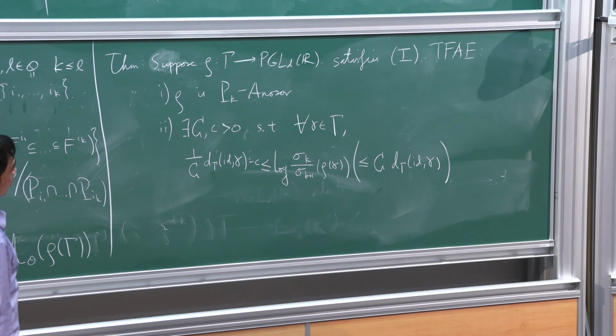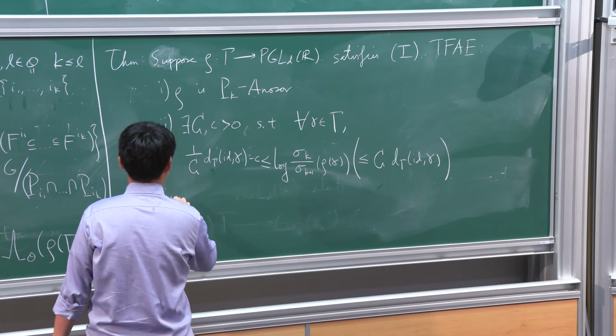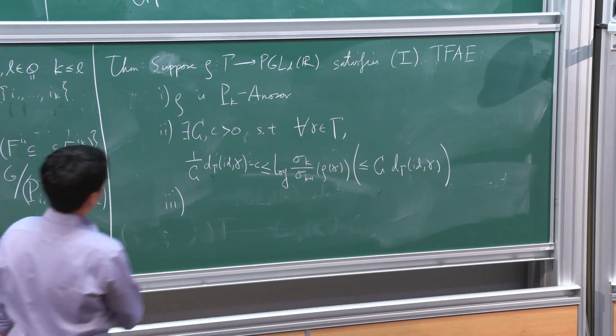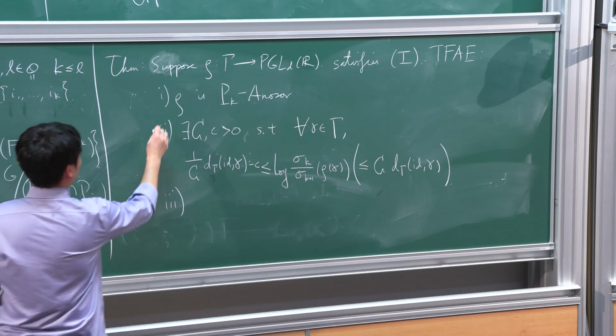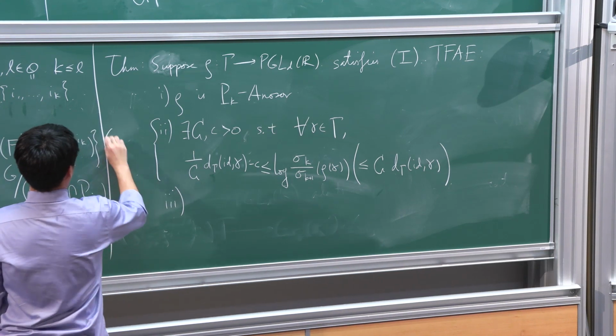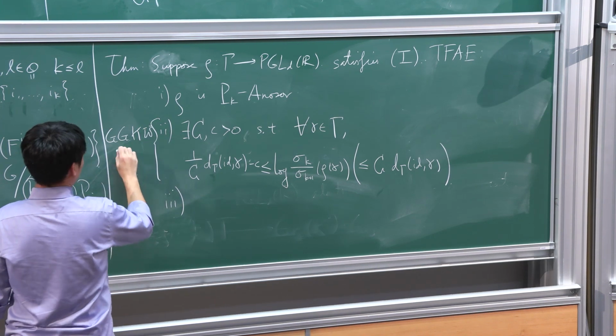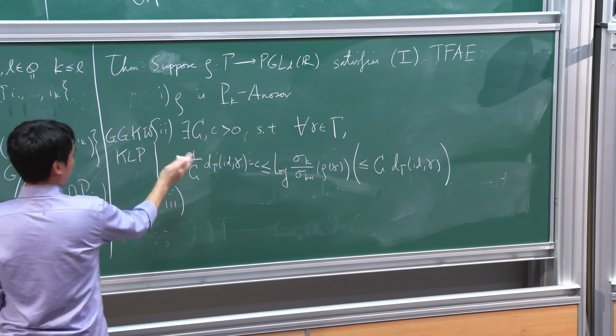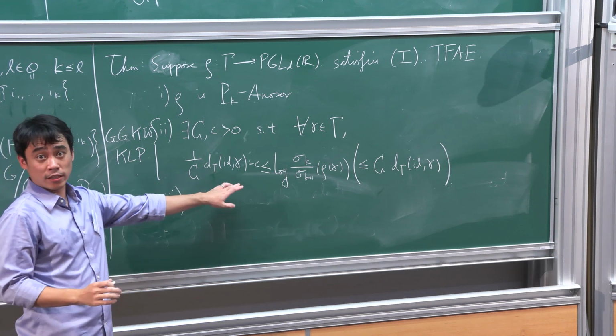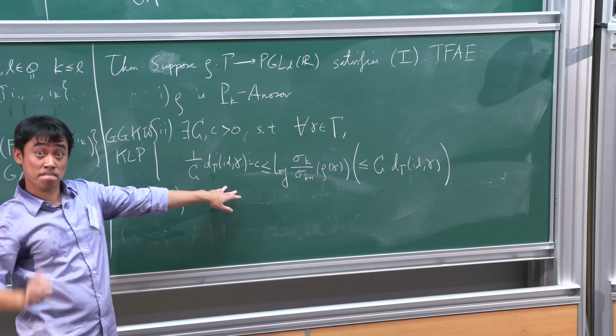So this is the second equivalent way to say what Anosovness is. I should mention that this was in the work of GGKW, and also Kapovich, Leeb, and Porti proved this as well. But actually, they proved something much stronger than this, which I'm going to discuss tomorrow.